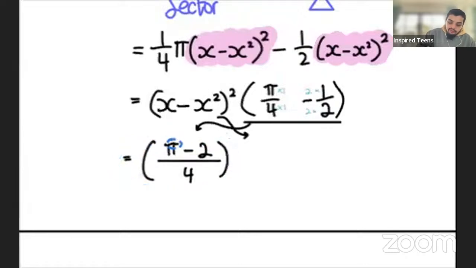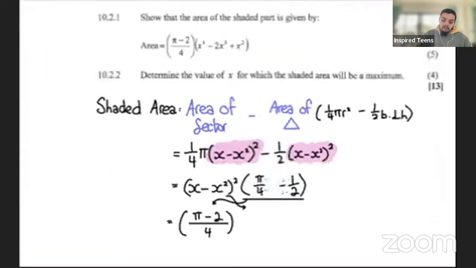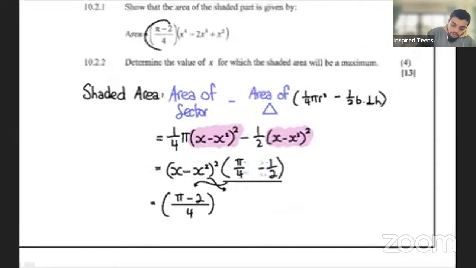Again, if you didn't even think of LCD, if I was you, I'd see pi here and pi there, and just copy it directly. Even if you don't know how to get it, it's just something. Okay, pi minus 2 over 4, and that's exactly what they get.